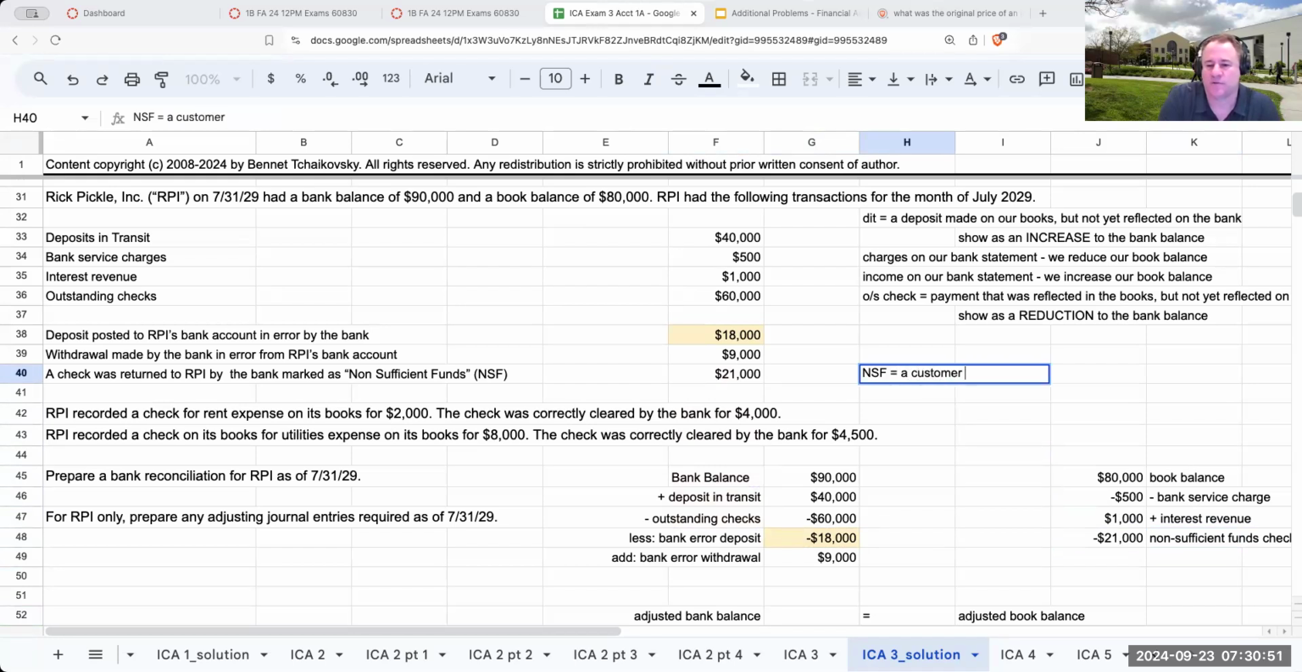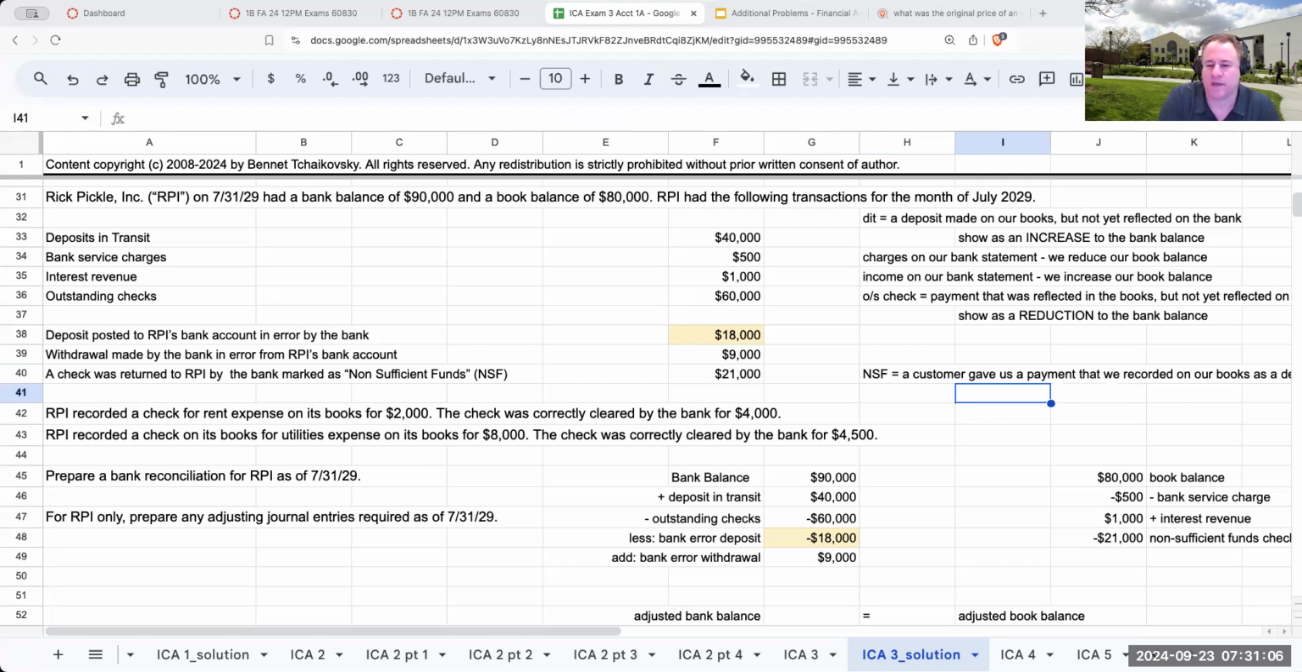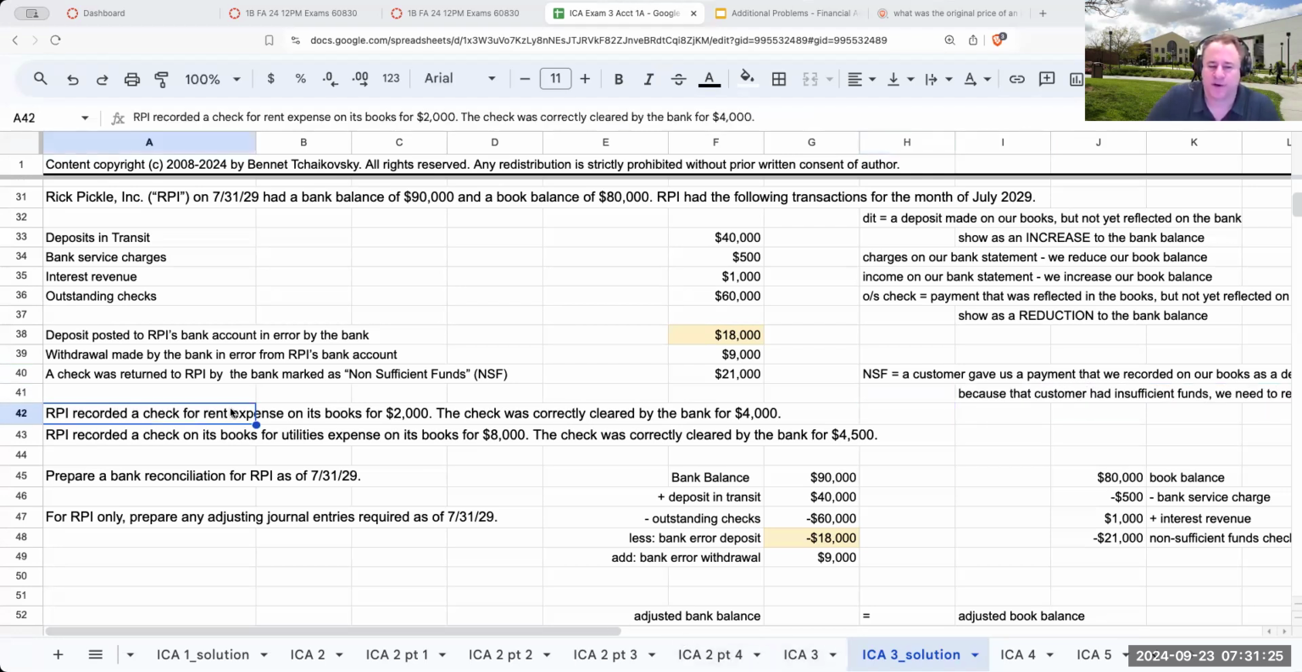A customer gave us a payment that we recorded on our books as a deposit. And so because the customer had insufficient funds, we need to reduce our book balance. Okay. Now let's go ahead and look at this over here.